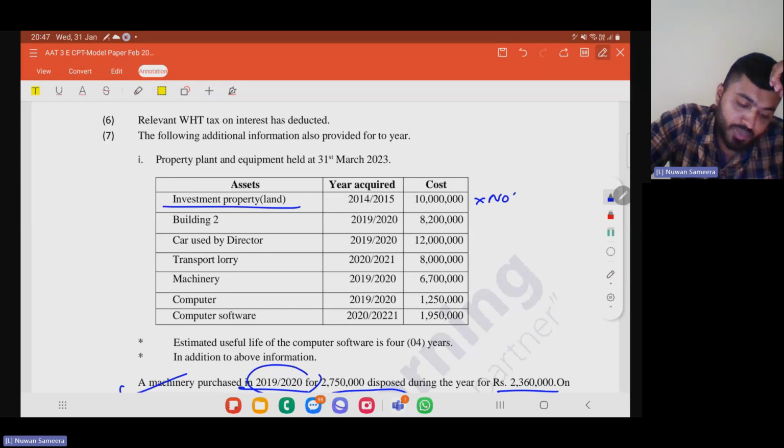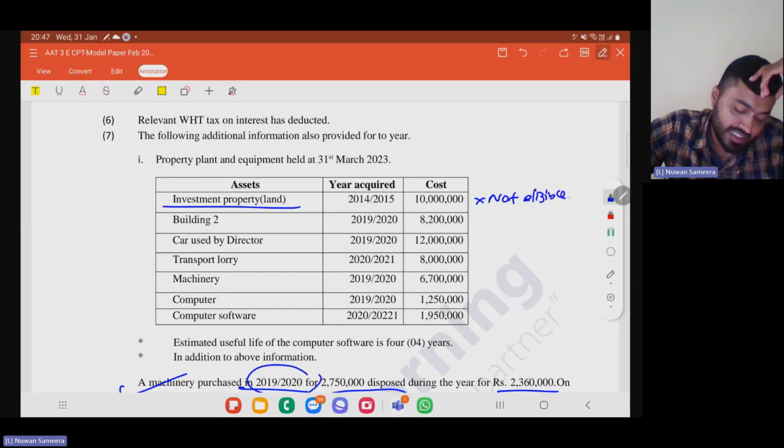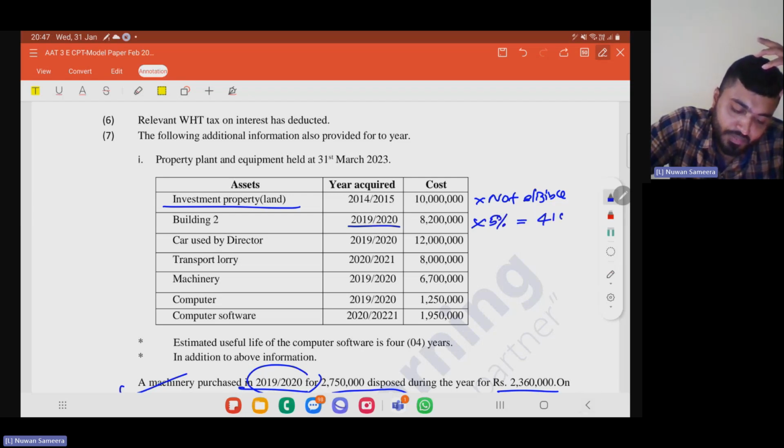This is not a depreciable asset, therefore not eligible, because this is an investment asset. If it is an investment, the capital allowance is not eligible. The capital allowance can only be claimed for a depreciable asset. So building 2, which was purchased in 1920, what is the applicable rate? 5% for 20 years. So 5% means 410.